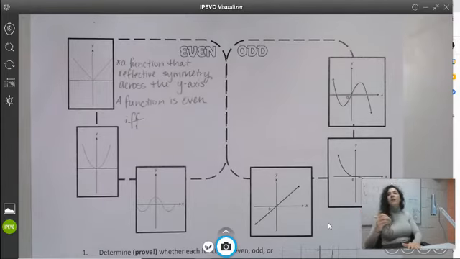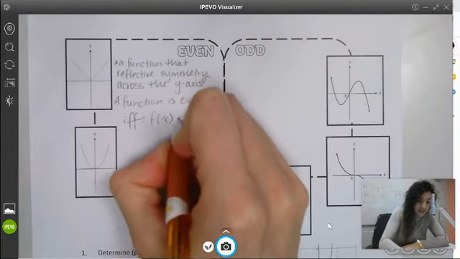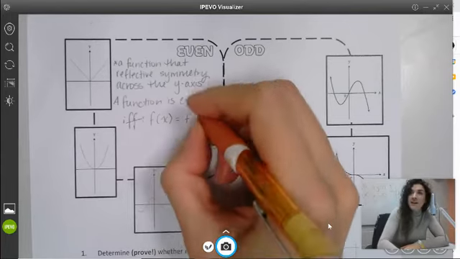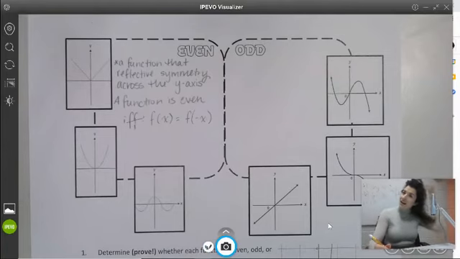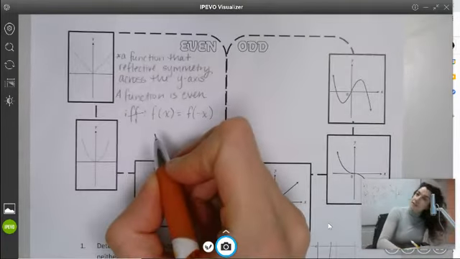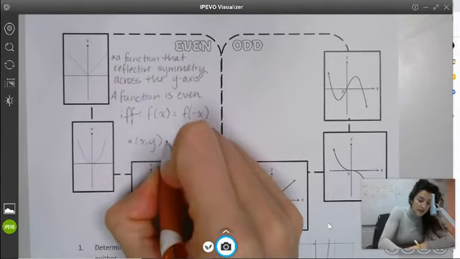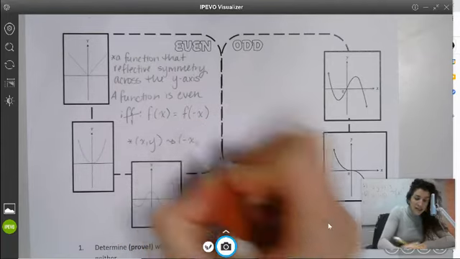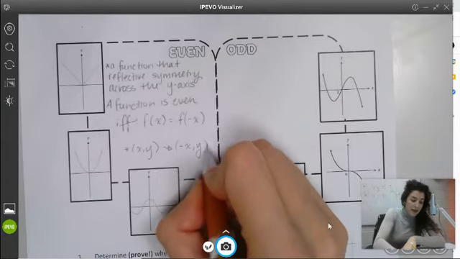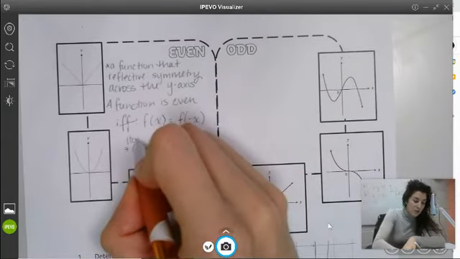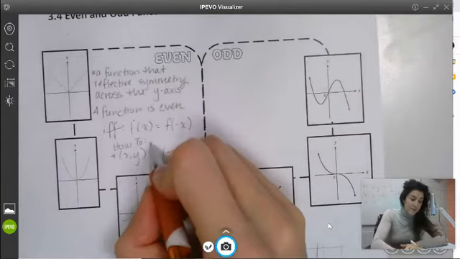Symmetric. A function is even if and only if f of x equals f of negative x. So what that means is that if you have a point x, y, if you plug in negative x into the function, it will also give you back y. This is like the how-to of determining functions being even algebraically.